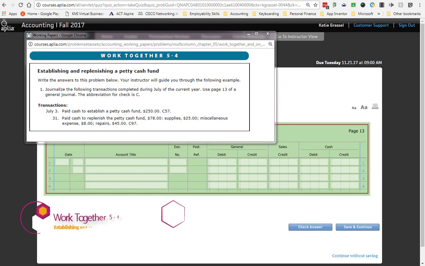So our directions for Work Together 5-4: read, write the answers to the following problems. Your instructor will guide you through the example. Journalize the following transaction completed during July of the current year. Use page 13 of a general journal, and the abbreviation for a check is C. So the transaction is July 3rd, paid cash to establish a petty cash fund, $250, C57.